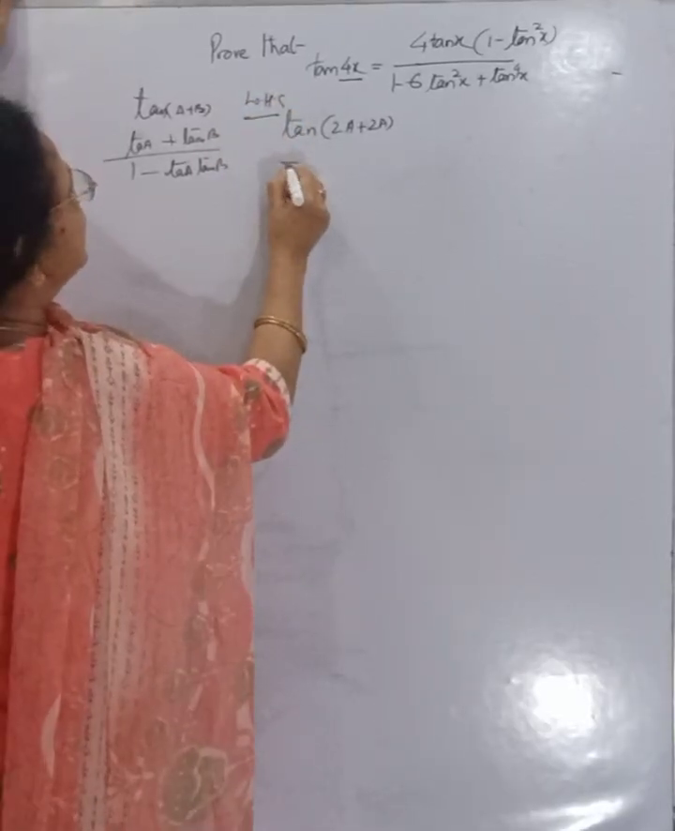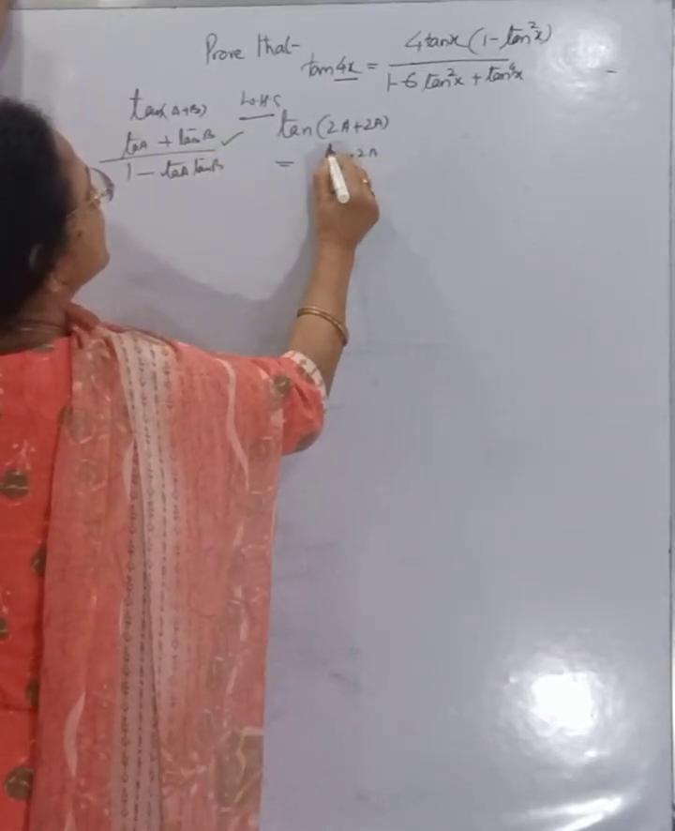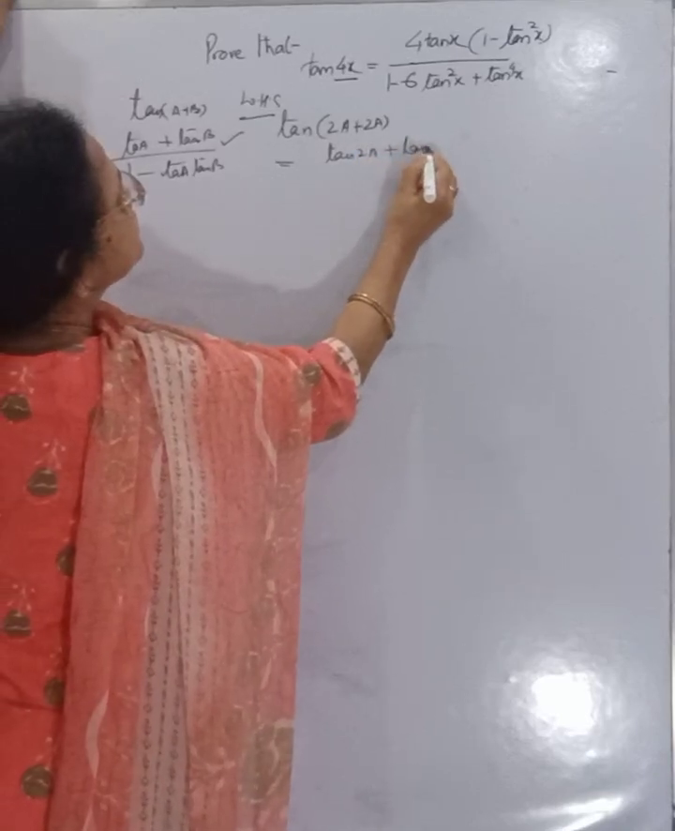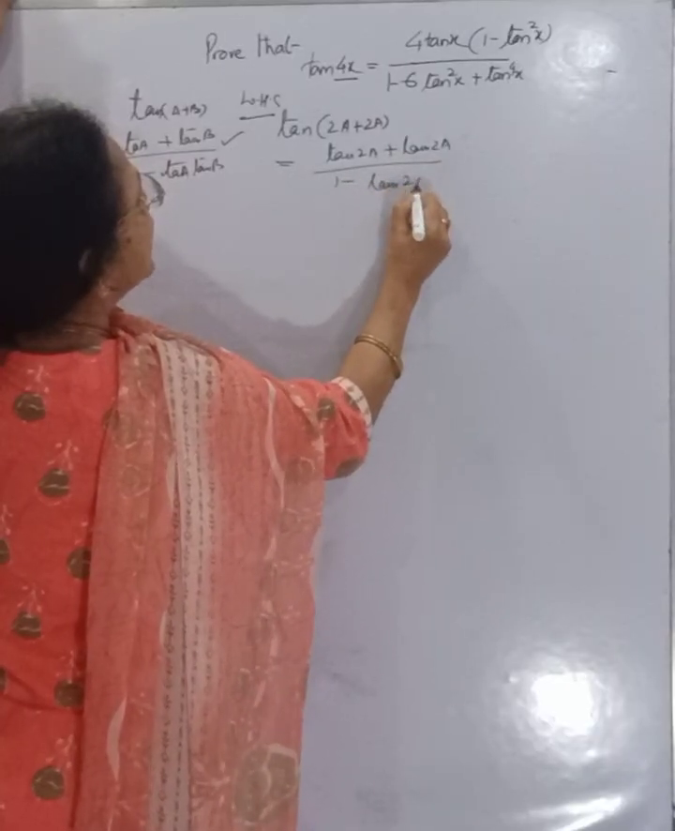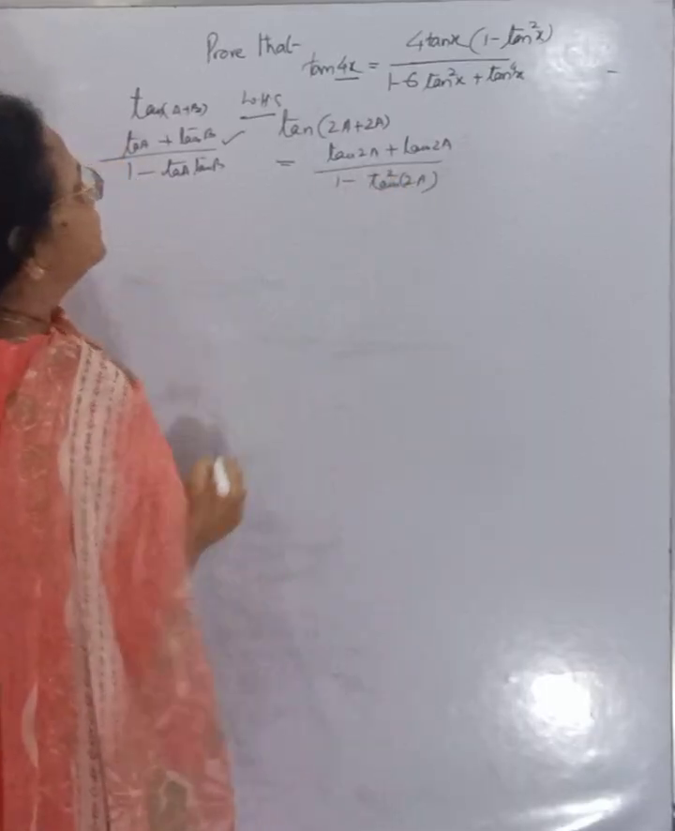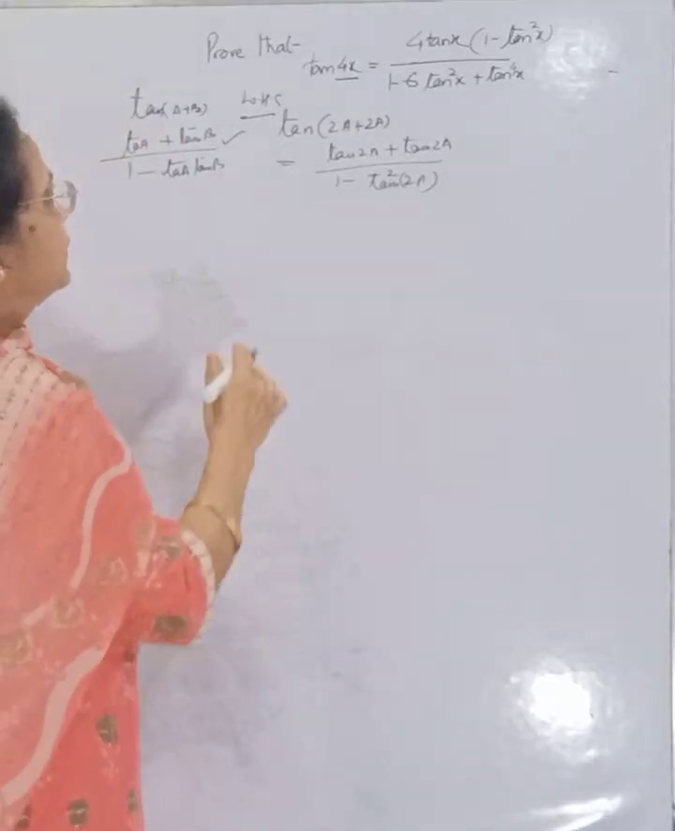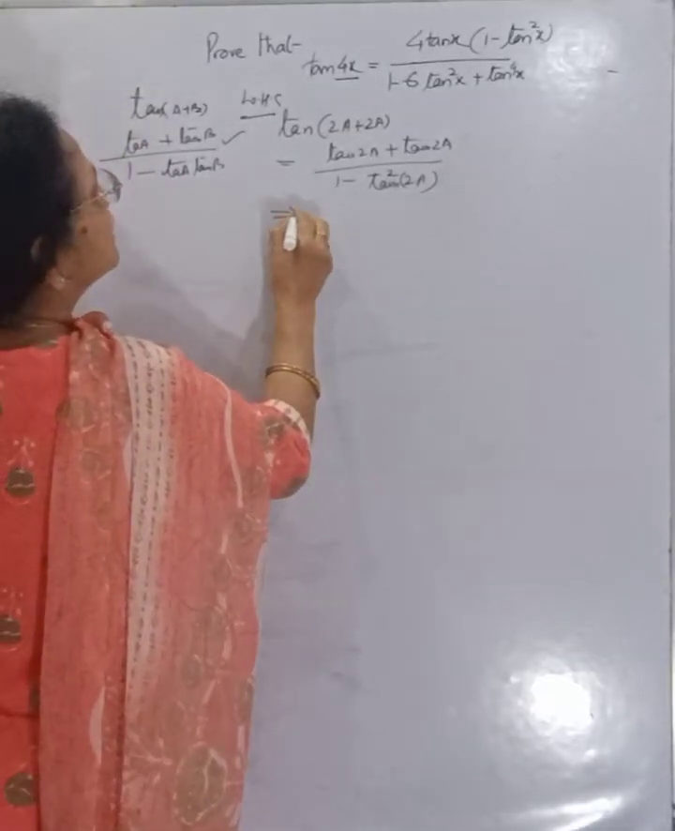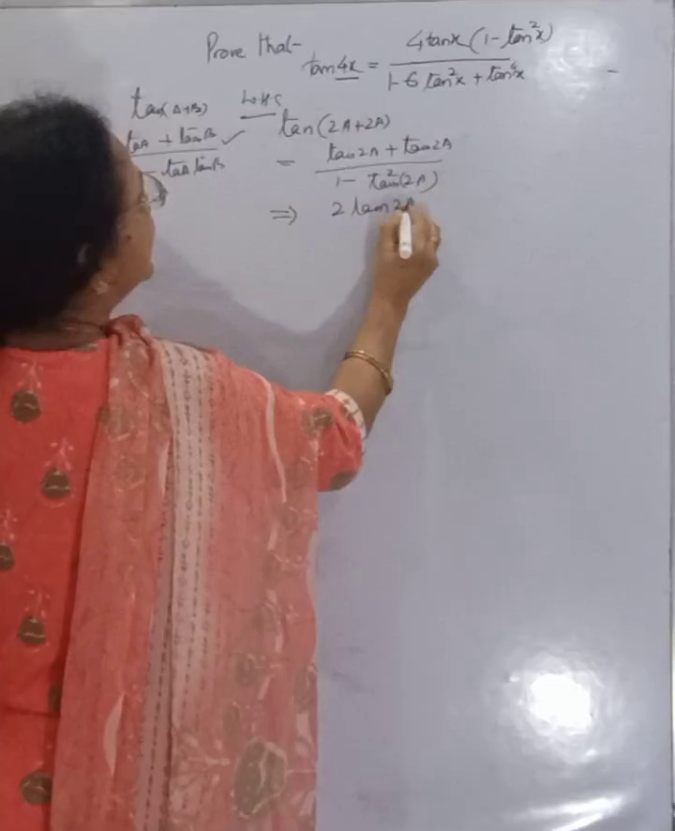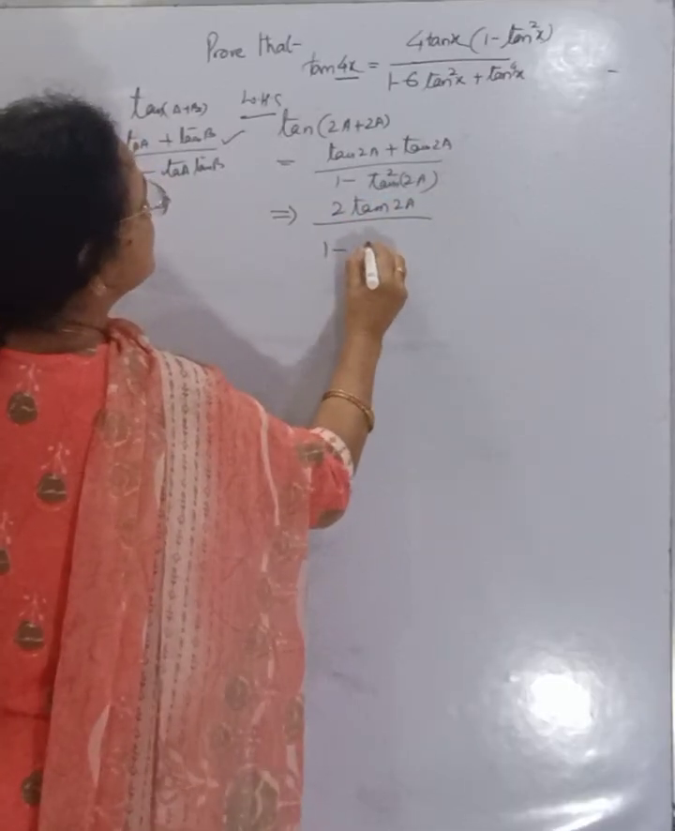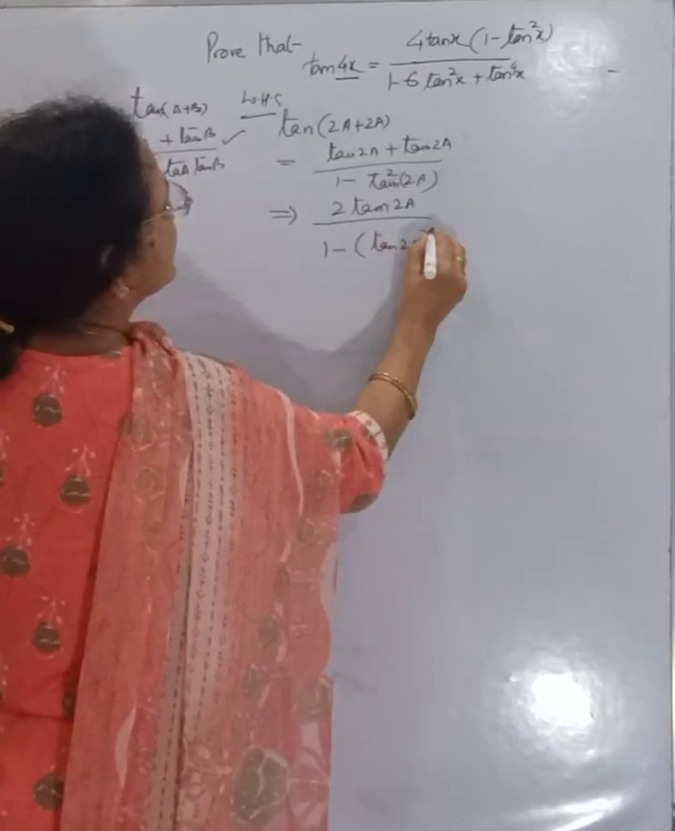As per this formula, we can write it as tan of 2a plus tan of 2a upon 1 minus tan of 2a square. Is this clear? Now the next step: this further can be written as 2 times tan 2a upon 1 minus tan 2a whole square.